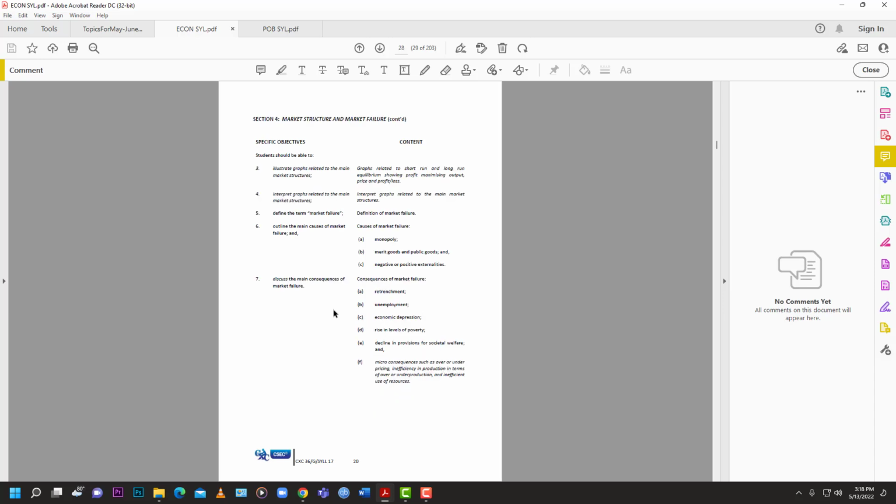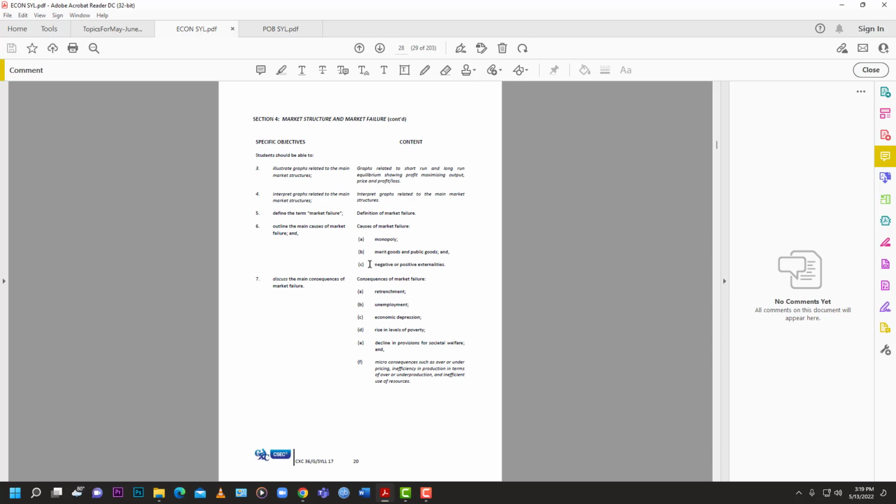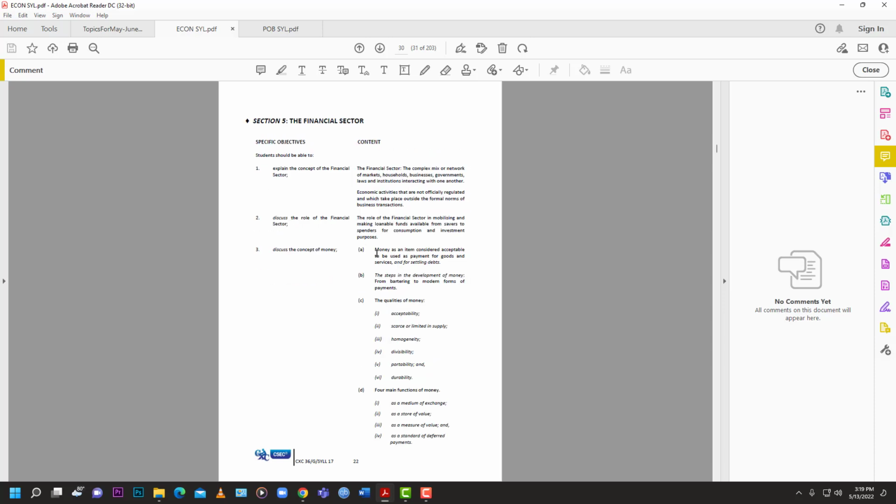You have to look at employment, unemployment, the consequences of market failure. What is market failure? Those kinds of things. You have to look at your positive and negative externalities. You have to look at your different types of goods, the public good, those things, because those are part of market failure. All these things you have to look at for that topic, market failure.